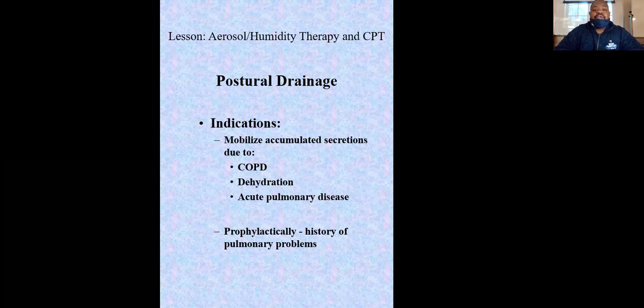All right, so postural drainage. The indications, or the reasons we do postural drainage. Well, to mobilize accumulated secretions due to a couple of things. Some COPDers have accumulated secretions. Dehydration can make you accumulate secretions, and acute pulmonary diseases. So different types of diseases in the lungs can cause you to retain secretions, right? And so that's why we would use it, okay? That's one of the indications.